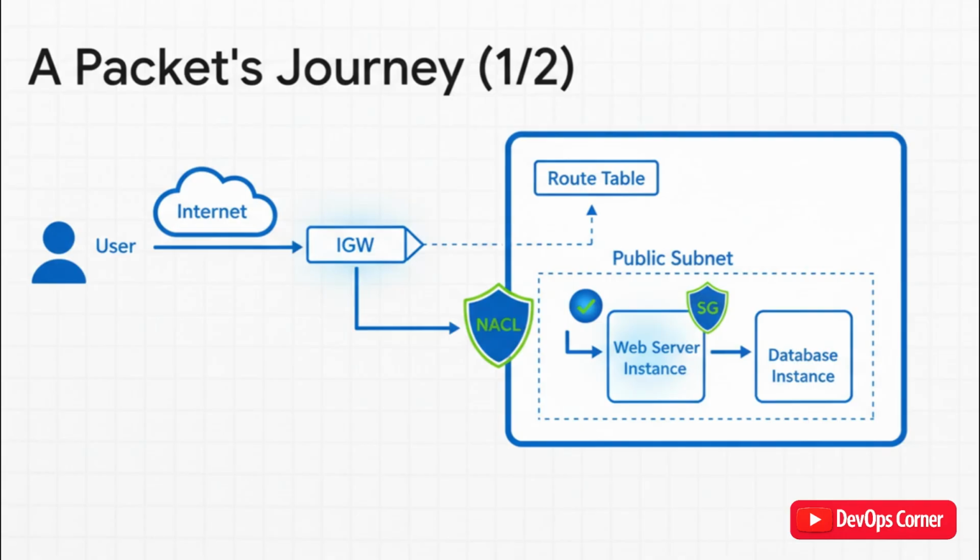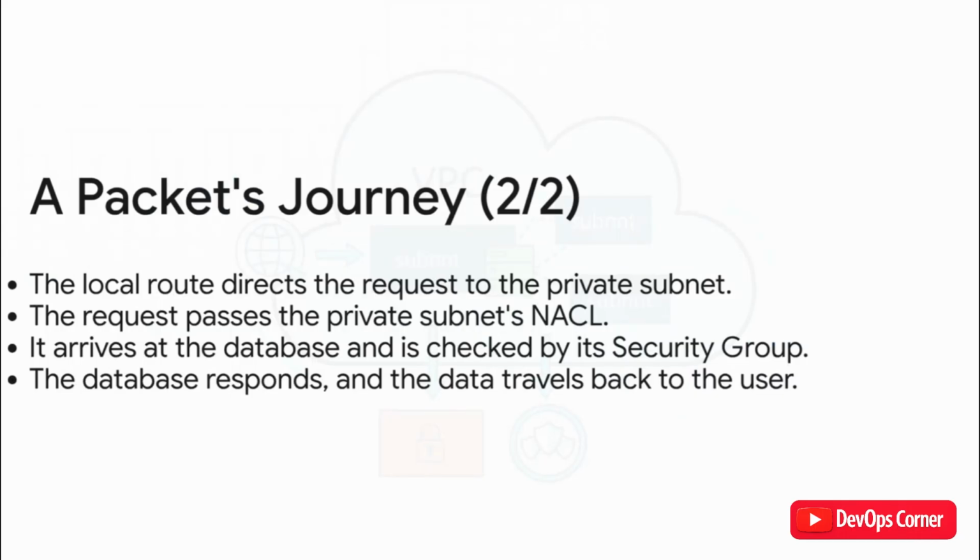Finally, it's in. The web server looks at the request and goes, okay, to handle this, I need to get some information from the database. And the journey continues. The web server sends a new request, this time destined for the database. The local route in our GPS points it toward the private subnet. But wait, it hits another checkpoint, the private subnet's NACL. It passes that check and then arrives at the database server itself, where it has to get past its own security group bouncer. Phew, only after all those checks does the database get the request. It grabs the data and sends the response all the way back through every single one of those checkpoints until it finally reaches the user.